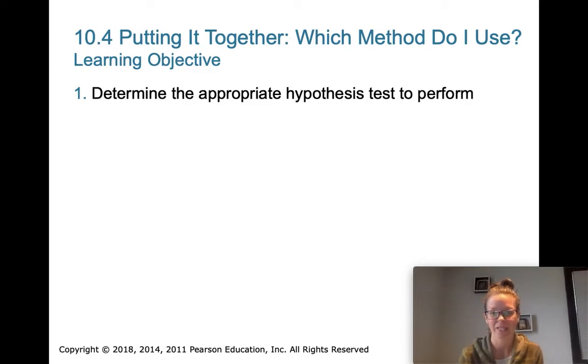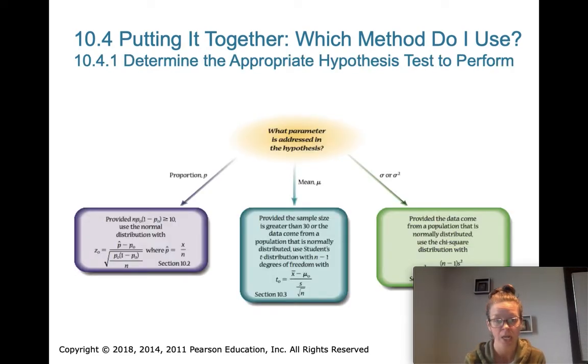We are going to talk about lesson 10.4 now. In 10.4, we're going to talk about how we decide which hypothesis test to perform. We have this little flow chart here that tells us the first thing we need to ask ourselves is what is the parameter that is being addressed in the hypothesis.